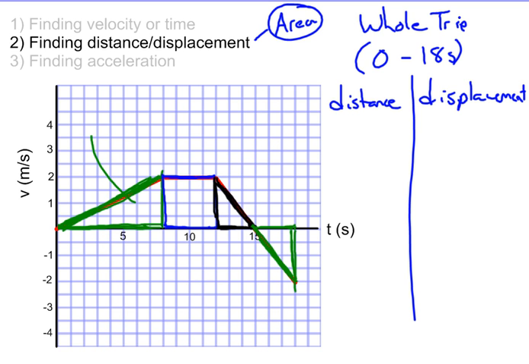The area of this shape is given by 1/2 the base times the height. The base in this case is represented by the change in time, which is 8 seconds. The height of the graph is the reading off of our velocity scale, and that's 2 meters per second. So the first shape, the triangle on our graph, has an area of 8.0 meters.